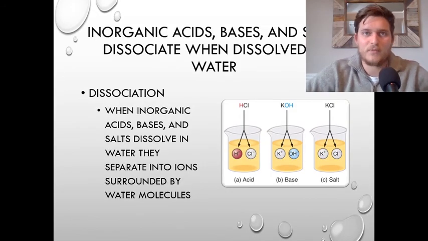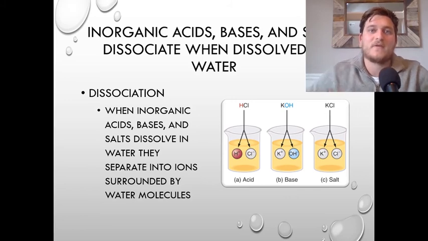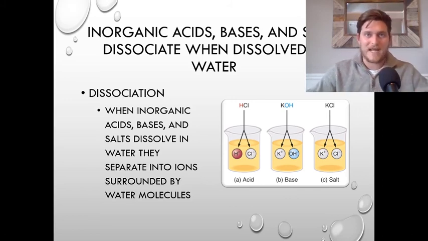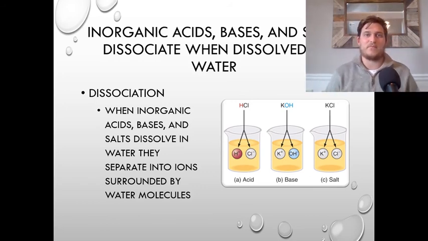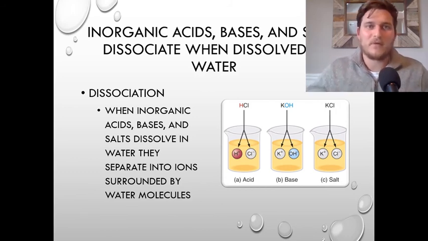In chemistry, we talk about molecules that are either inorganic or organic. Organic molecules are going to contain carbon, while inorganic molecules are not going to contain carbon. Now, most of the cells are going to be comprised mostly of organic materials, but there are also inorganic materials in our bodies as well.